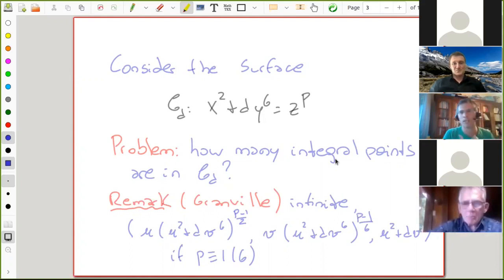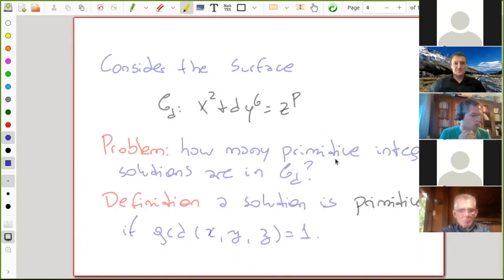So I want to rephrase and pose the right notion of what we want. P is going to vary, and D is going to vary as well. And so the good notion is: what are the primitive solutions? What is a primitive solution? A primitive solution is a solution where the 3 coordinates are coprime to each other, so you don't have any non-trivial common factor.